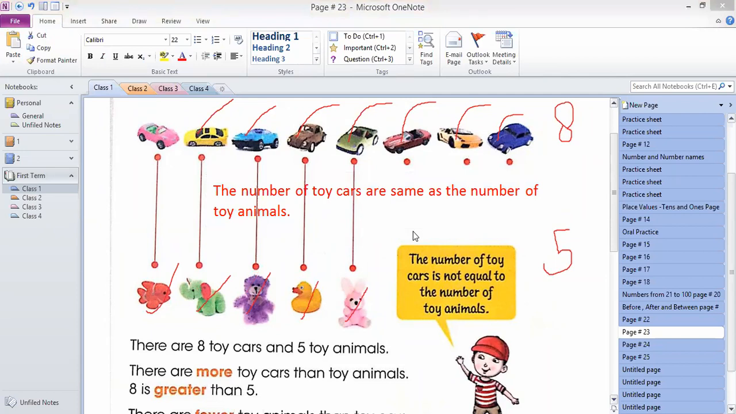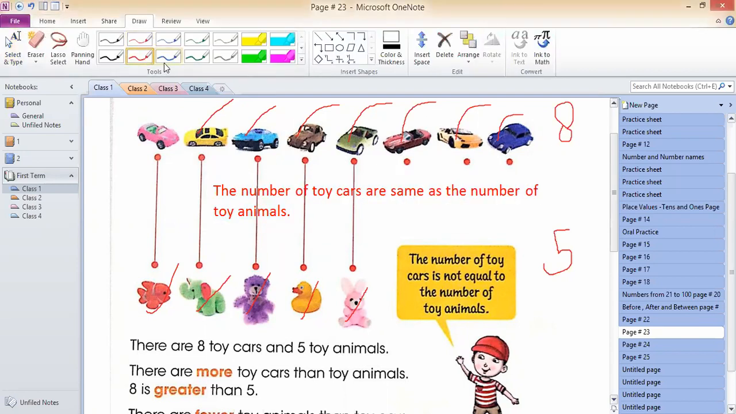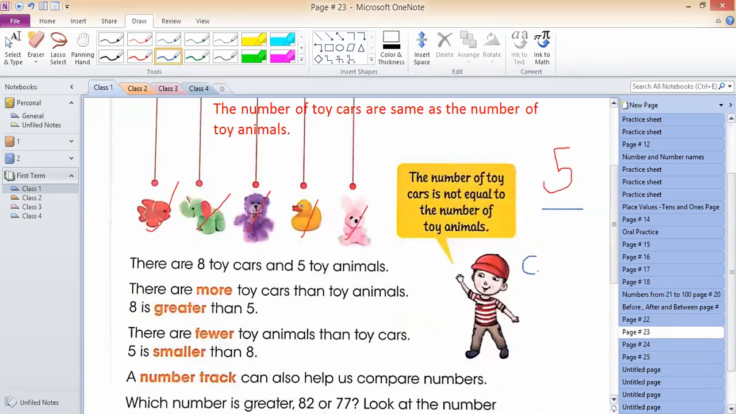No. Very good, very good. Why no? Because you will say, sir, the number of toy cars is 8 and the number of toy animals is 5. 8 is bigger than 5. 8 is greater than 5. So they are not the same.